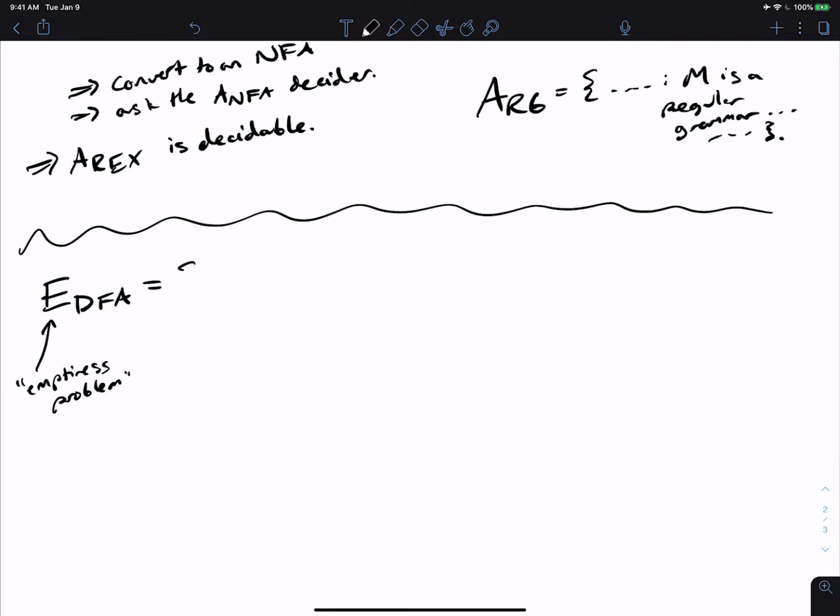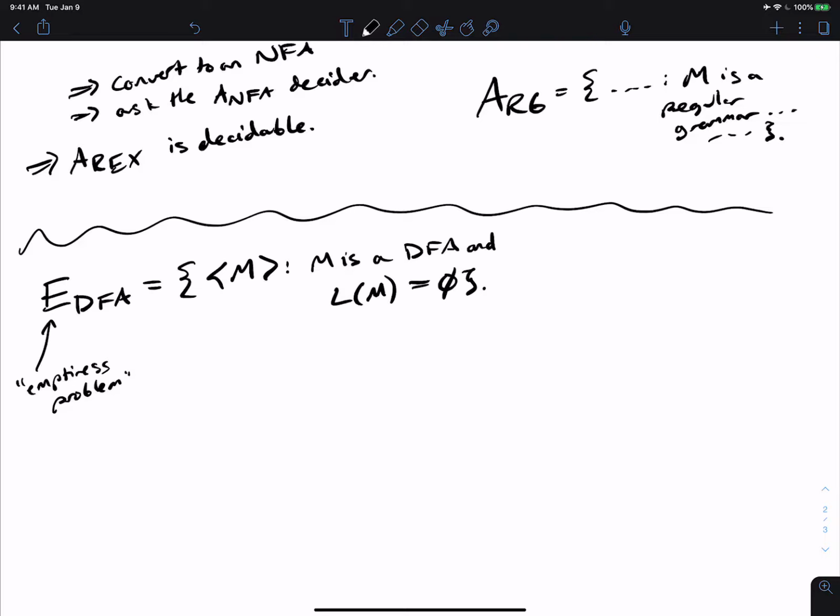So what is this? Again, it's a language, no difference there. But here, instead of a machine and a string, what you're going to get is a single machine and nothing else. So no inputs here. And here again, as you might expect, M is a DFA. And here, we're going to have the language of that machine be empty.